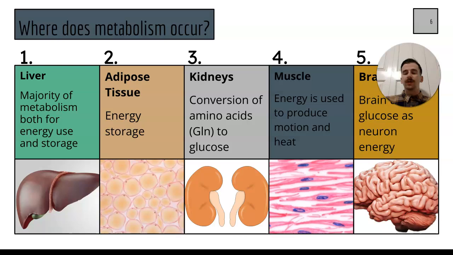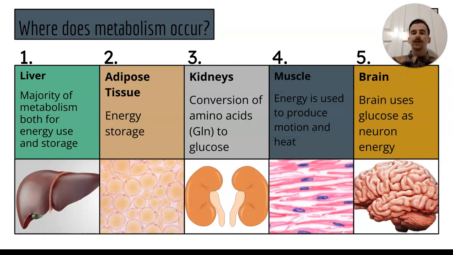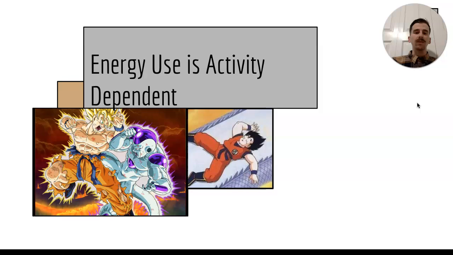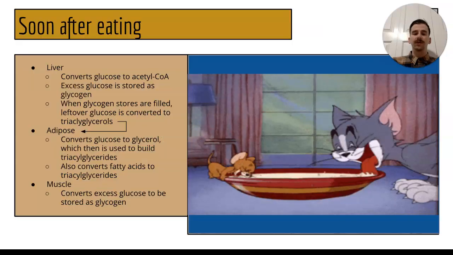And then our brain that controls everything uses a very large amount of energy in the form of glucose so that it can fire off its action potentials and keep us running. So we're going to next look at how our energy use and our metabolic processes change based on the activity levels that we have.